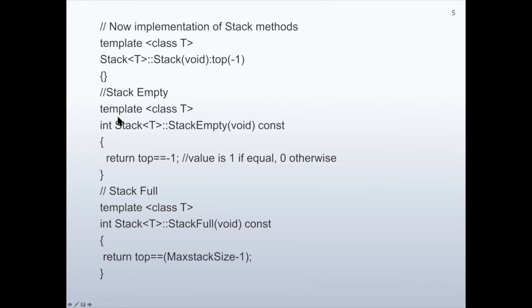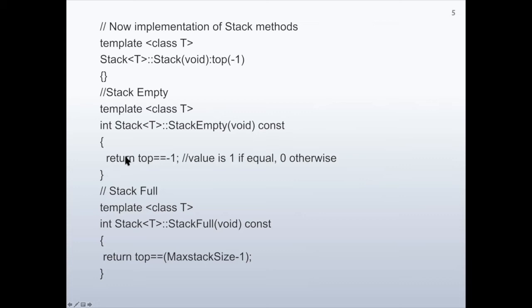Now let's consider what is to be done in the stack empty method. A function is called a method if it belongs to a class. So we can call stack empty or the other functions methods of the class stack. This is the stack empty method of the stack class. It belongs to the stack class of type T. It will return an integer. There is no input and it's a constant method.